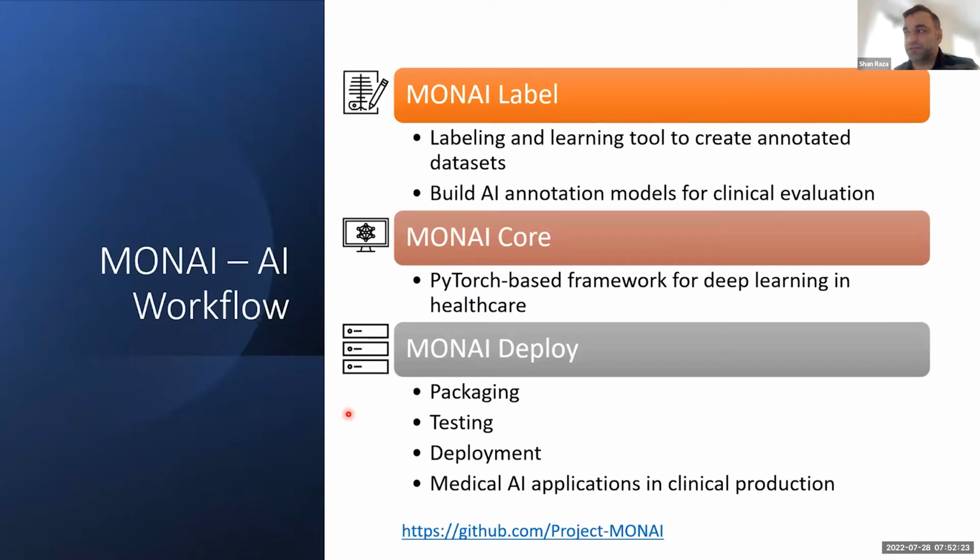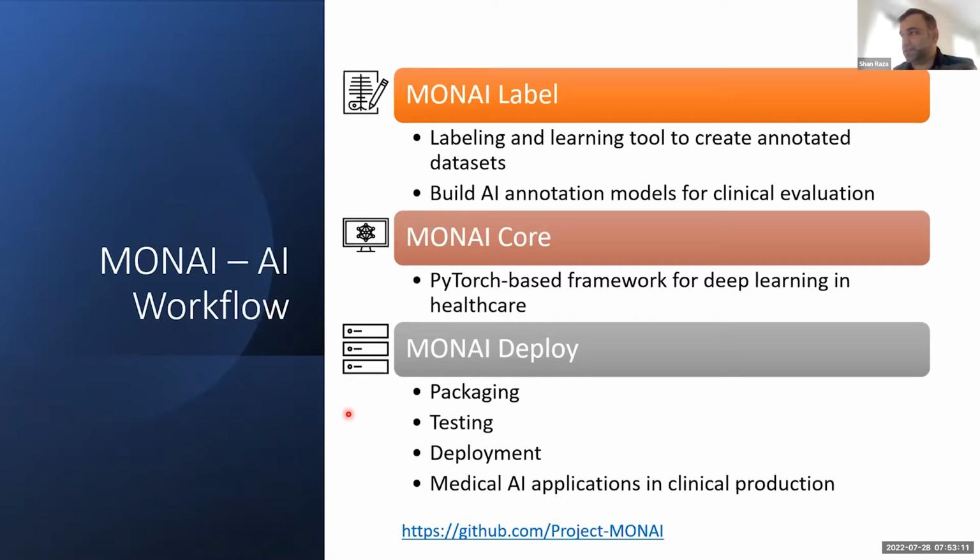So the workflow, if I put it here, we have MONAI Label, we have MONAI Core, and then there is MONAI Deploy. MONAI Label is mainly a labeling and learning tool to create annotations. When we are working with pathology images, we need a lot of annotations, so MONAI Label provides tools to create AI-assisted annotations. This has been developed for radiology as well, CT and MRI, but I will mainly discuss in the next slides the pathology part and how it's integrated with existing tools.